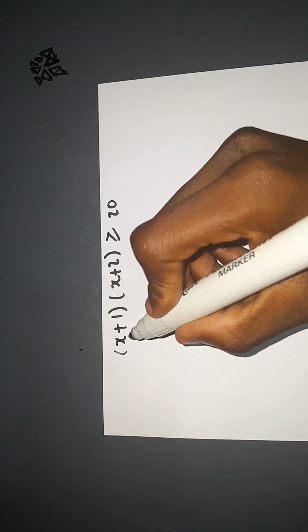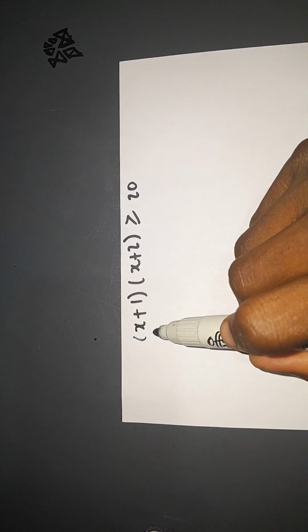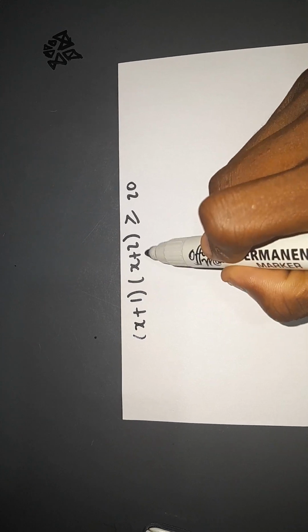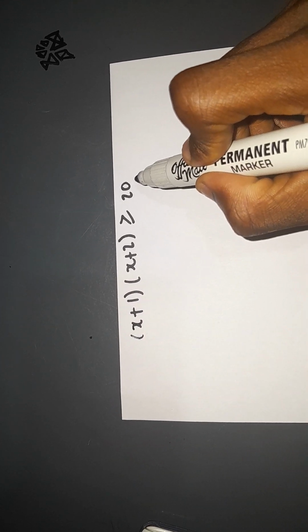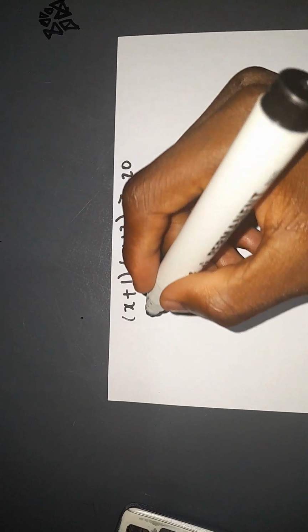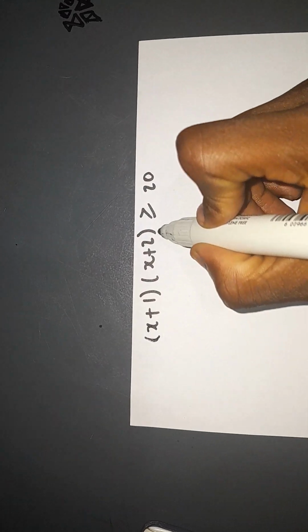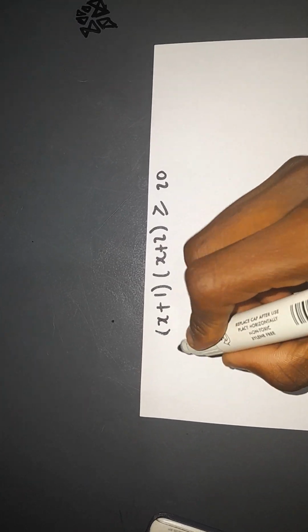Good. The first thing that you must do here is that you must factorize. It is totally wrong for us to just go straight to the answer and say x plus 1 is equal to 20 or x plus 2 is equal to 20. That is totally wrong. So don't ever do that. So we factorize first from this side here, the left side, and let's start.